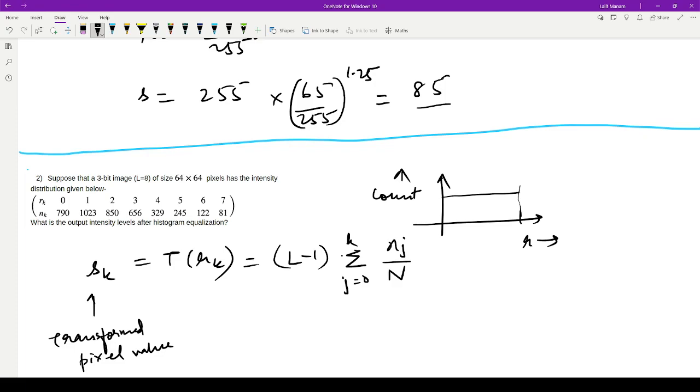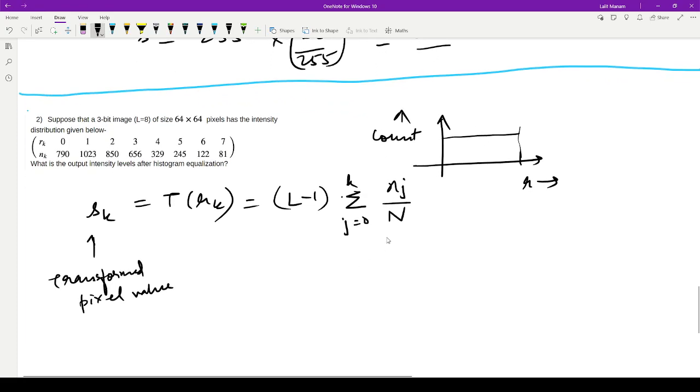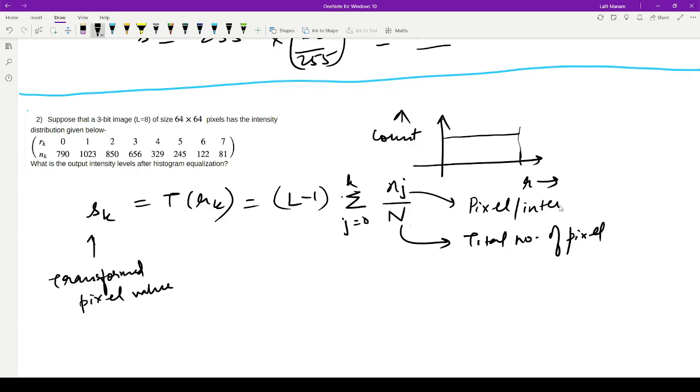What is n_j? What is N? I've written capital N, which is the total number of pixels, and small n is the number of pixels per intensity value, for the jth intensity value. Yes, this table means that for intensity 1 there are 1023 pixels, intensity 3 there are 656 pixels, things like that.